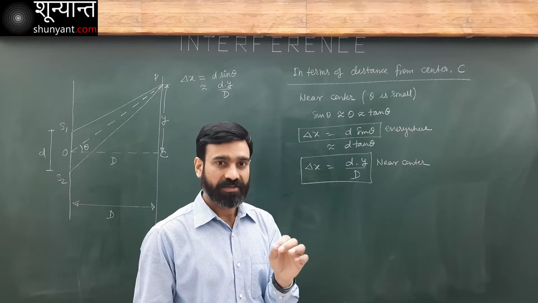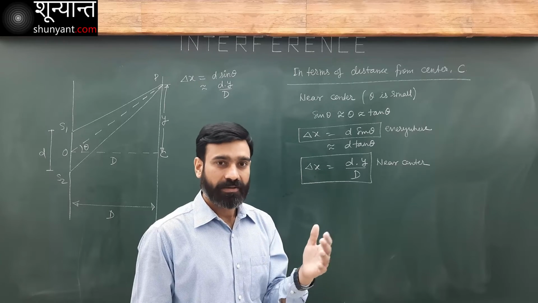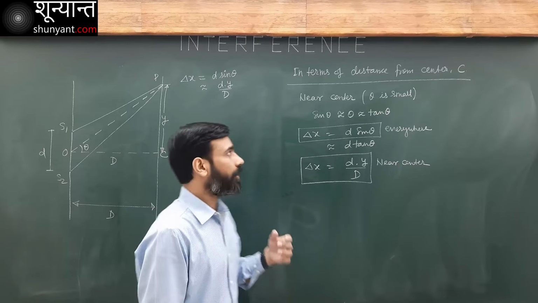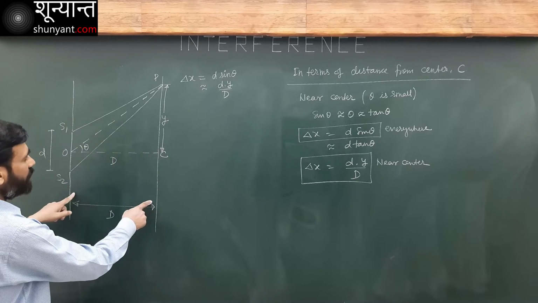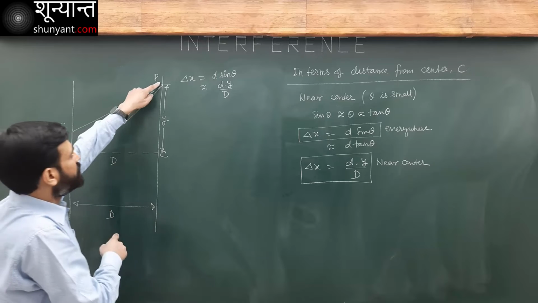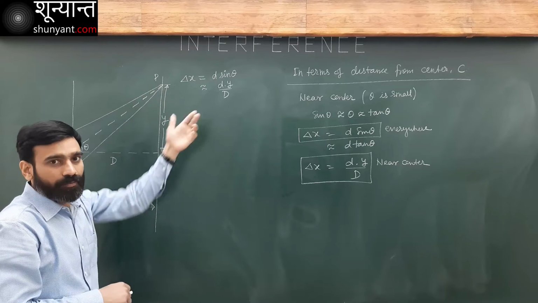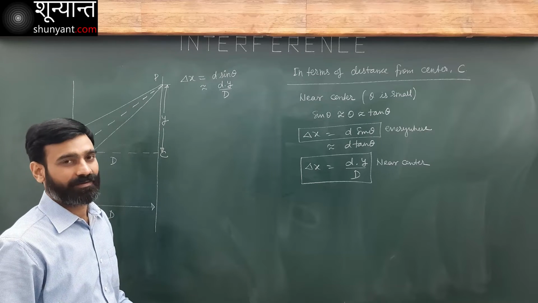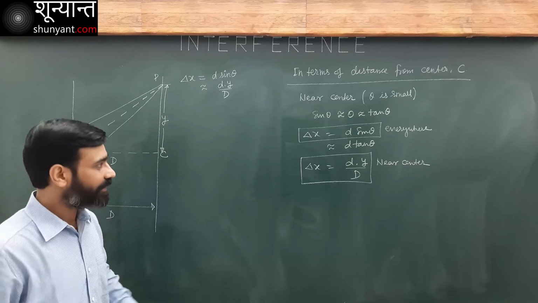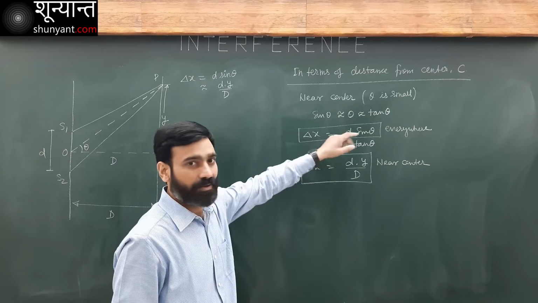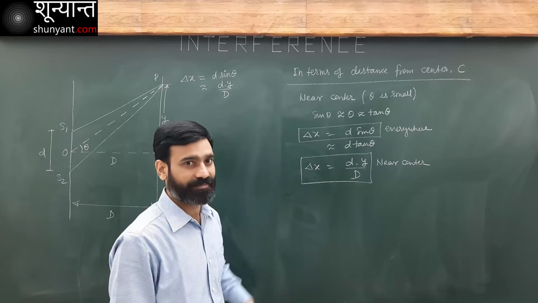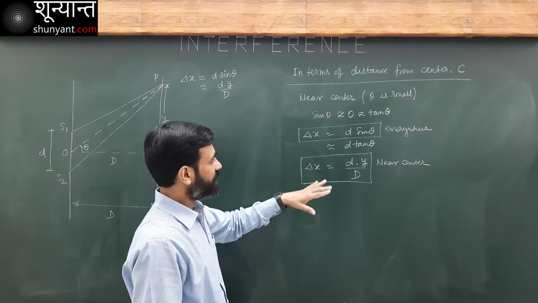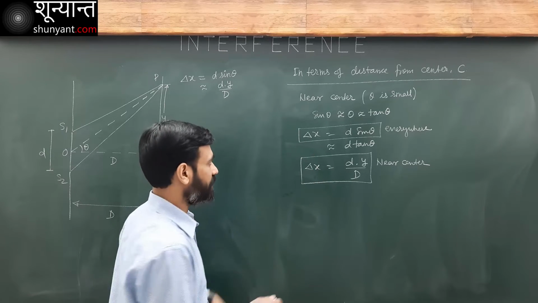Now, if the problem asks what is the path difference at position 30 degree, or at a point 1 meter from the center, 2 meter from the center, then it becomes a large angle, and I cannot apply this. This I can apply always, all the time, but not this. But here, let's look at this special case, near center, around center.